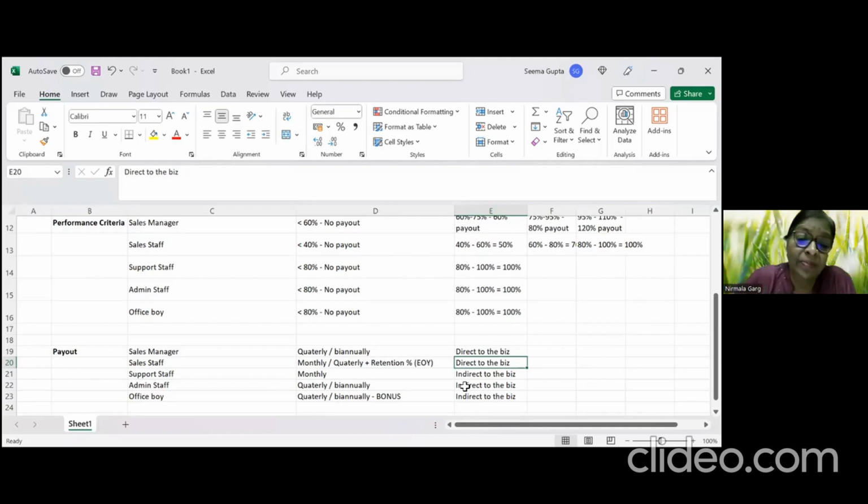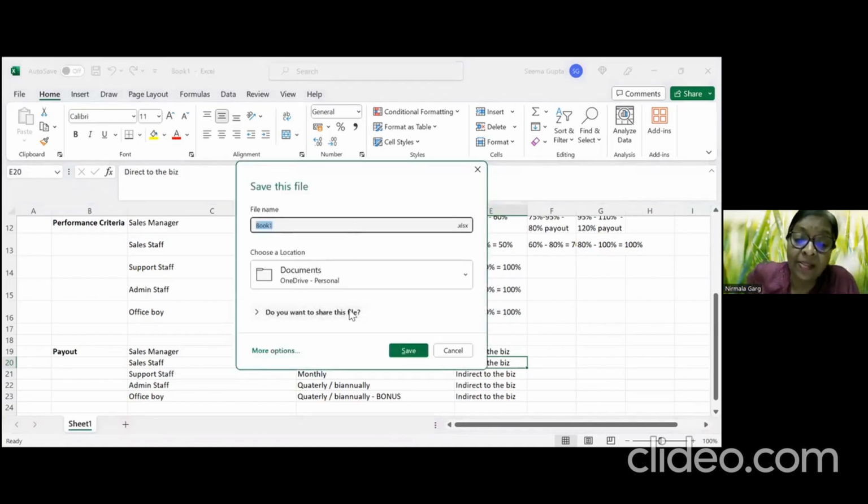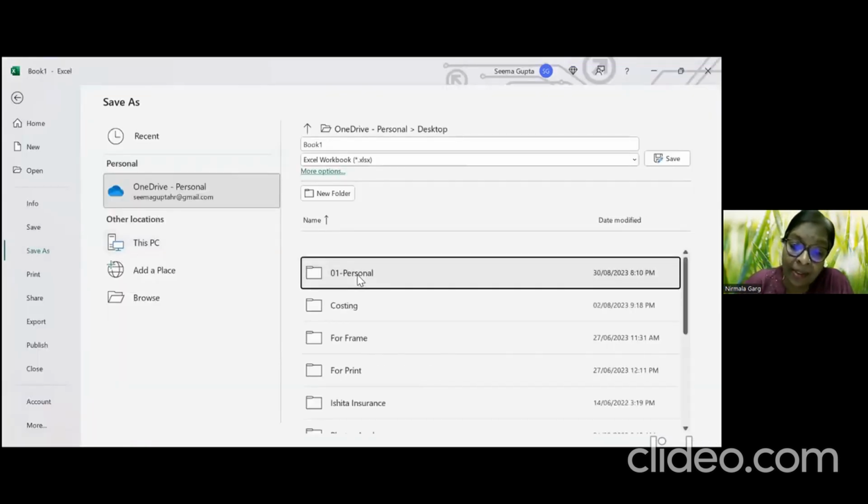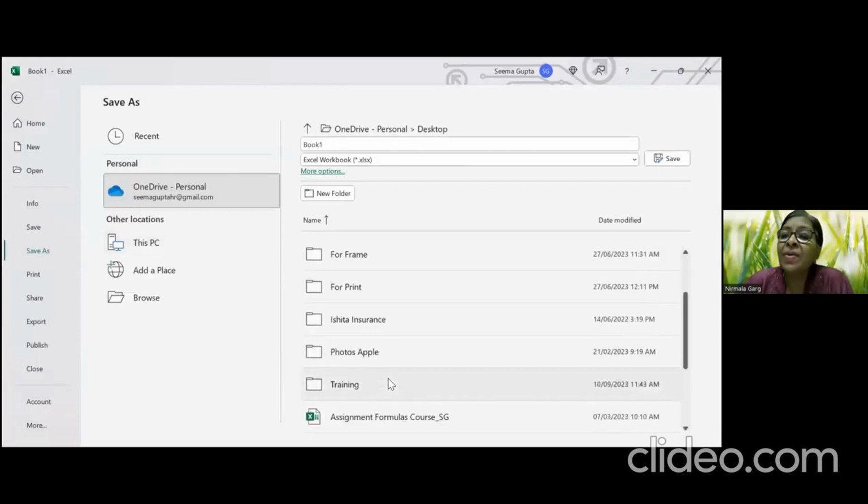I think that's by and large a well-designed performance plan, and this will help you in designing the performance plan which you will get as a part of your assignment. You have to circulate it to everybody so that they also have this as a part of their assignment. Okay, guys.